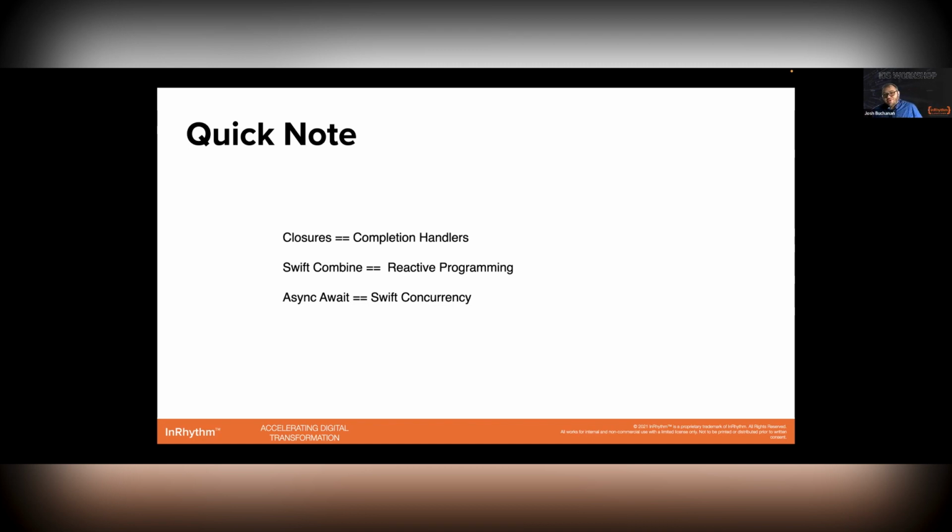And finally, Swift concurrency is a big box that holds a whole bunch of different things: tasks, task groups, async let, async await. So if I slip in and out and I just refer to it as async await, I'm really talking about all of Swift concurrency as a whole.